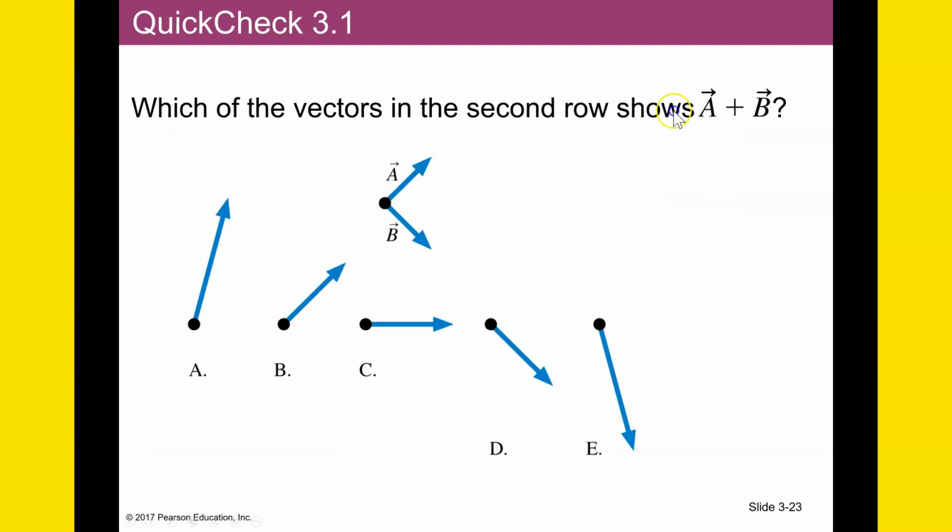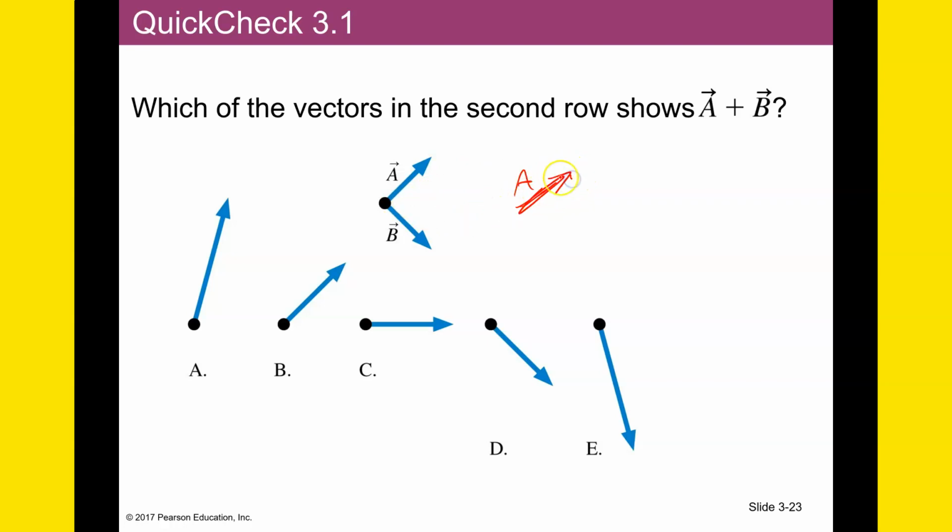Which of the vectors in the second row shows A plus B? If you remember how to add these vectors, we've talked about it before. You can add vectors more than one way. Here's the way that I normally do it. I take vector A right here. That's vector A, and you put vector B with its tail on A's head. So tail to head.